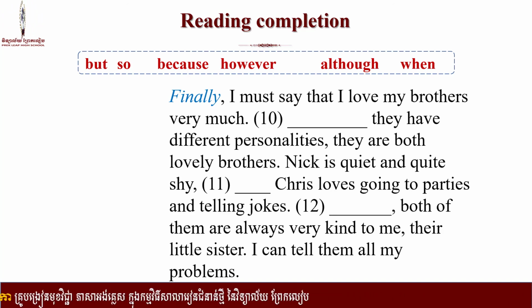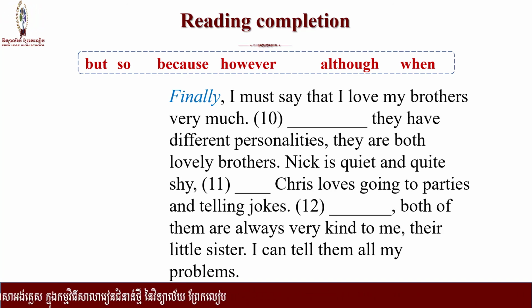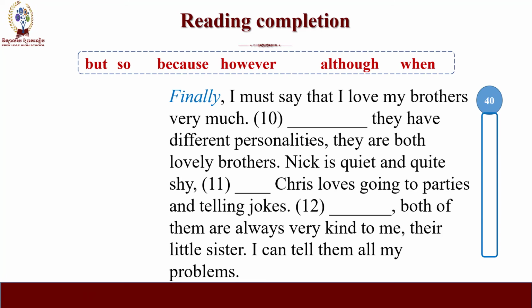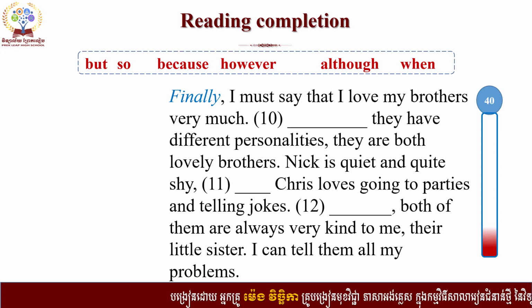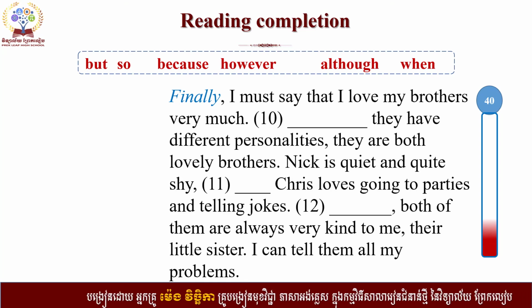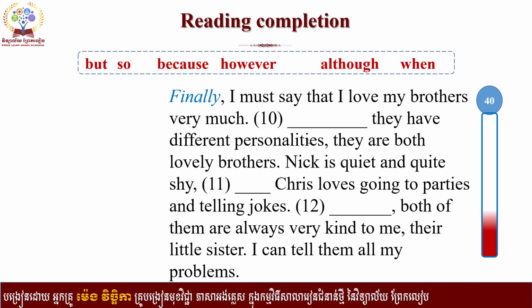Okay, so we have number 10, 11, and 12 that you have to complete the linking words. Okay, so you also have 40 seconds to complete this. So let's get started. Number 10, 11, and 12. We have to put but, so, because, however, although, and when.